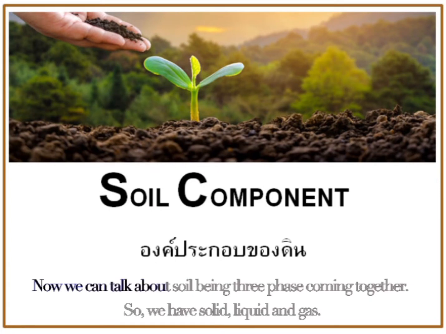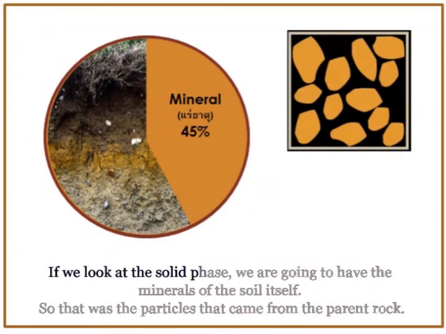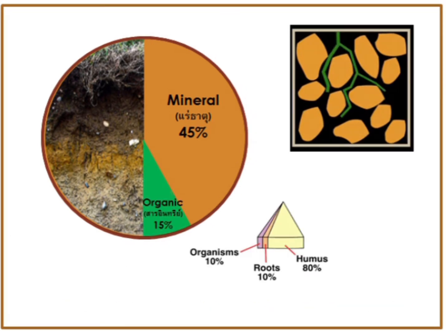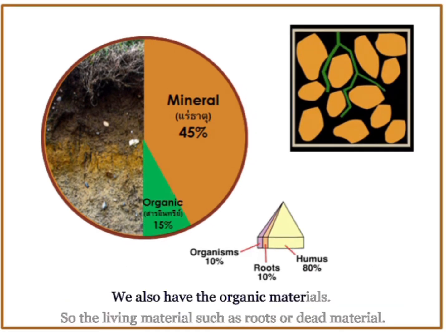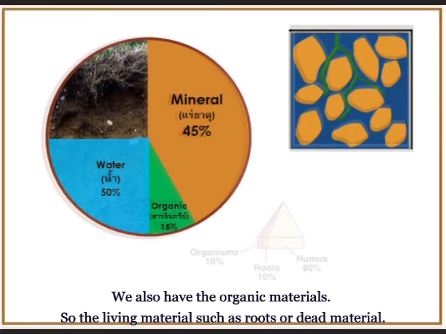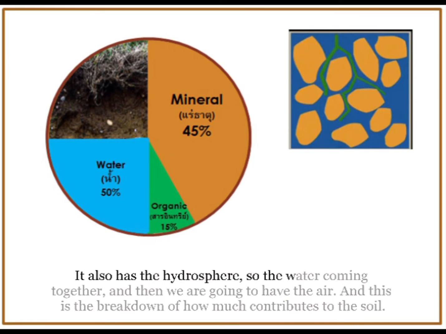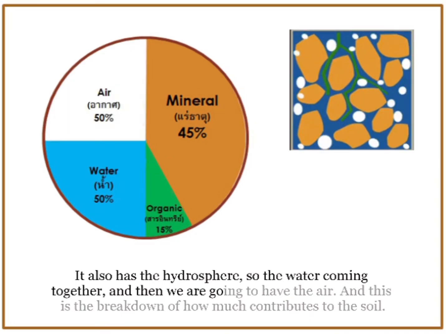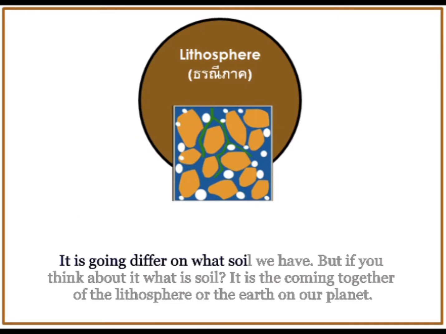Now we can talk about soil being three phases coming together. So we have solid, liquid, and gas. If we look at the solid phase, we have the minerals of the soil itself, the particles that came from the parent rock. We also have the organic materials, the living material such as roots, or dead material. It also has the hydrosphere, so the water, and then we have the air. This is the breakdown of how much each contributes to the soil. It differs depending on what soil we have.